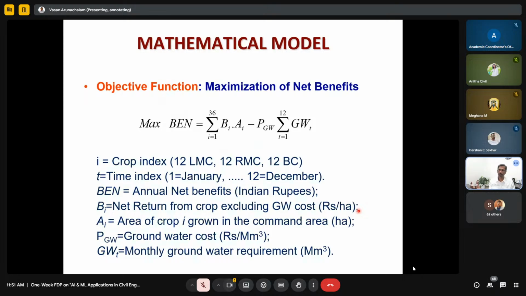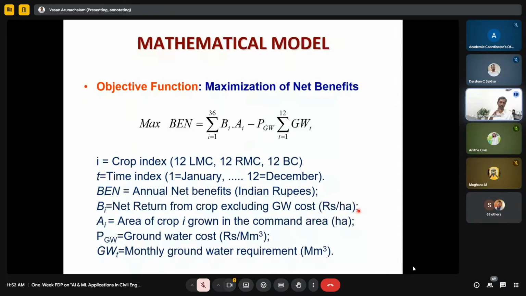So when a farmer grows so much area of a particular crop, usually the government has some prices, which means how much is the net return from, say, a paddy or a maize or a sugarcane. All these things are very clearly documented. So the net benefit, the net return from a particular crop, is a well documented thing from the agricultural department.